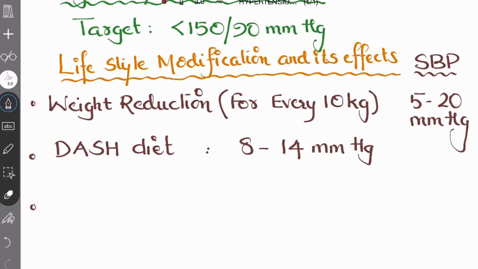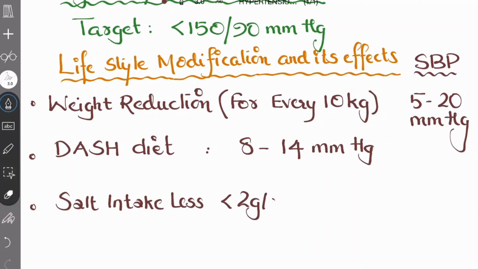Next, if you are taking very little dietary sodium, that is, salt intake less than 2 gram per day, it is 2 to 8 millimeter of Hg reduction.